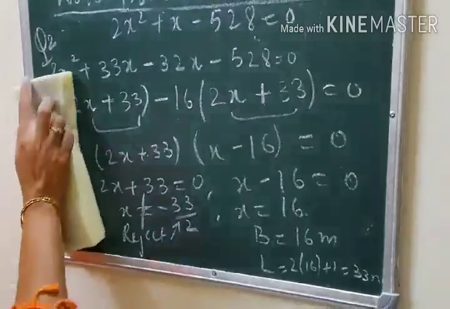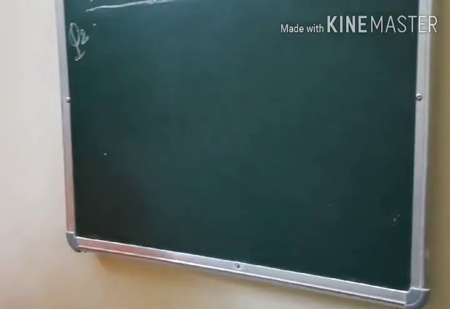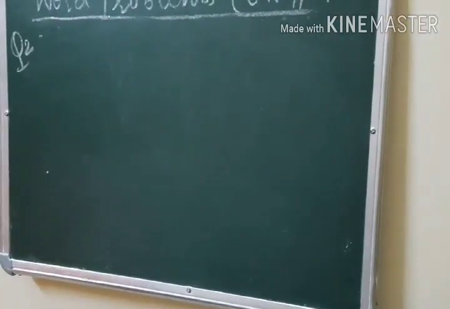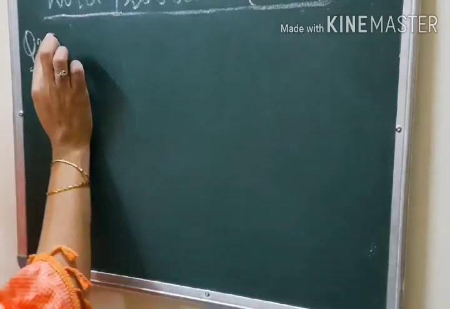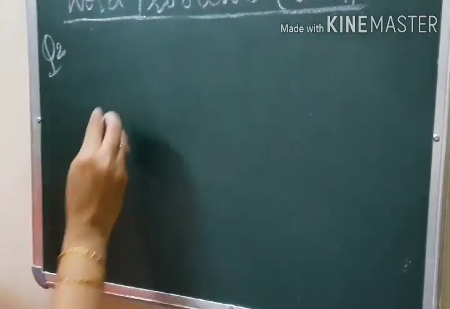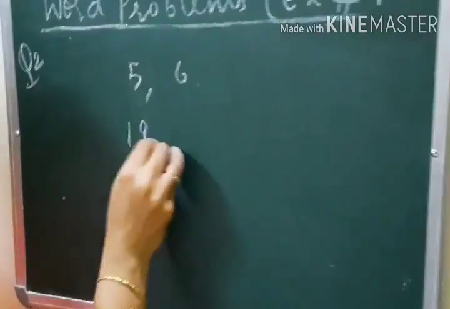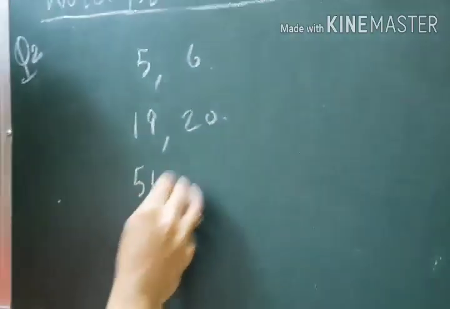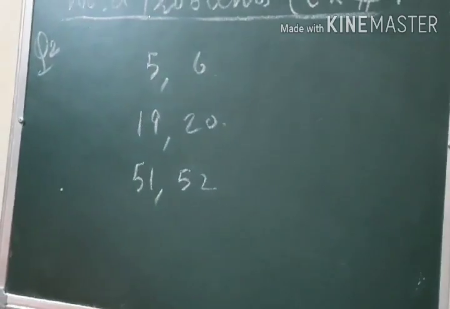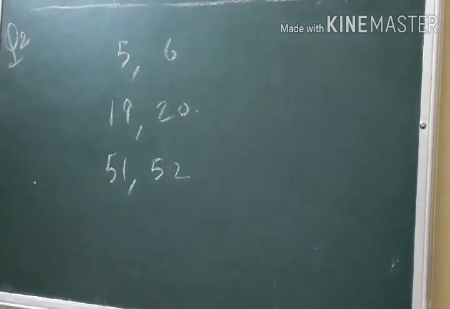Let's move on to second part now. Second part of the question is, the product of two consecutive positive integers is 306. Now two positive consecutive integers. What do you mean by consecutive? Consecutive integers means one after the other, like 5 and 6, like 19 and 20, like 51 and 52. So the two numbers which just come one after the other, those numbers are called consecutive, and you have to take the consecutive positive integers.